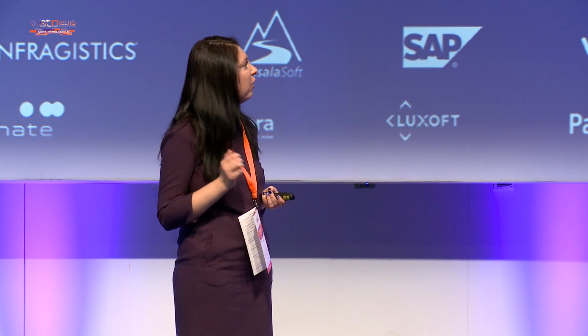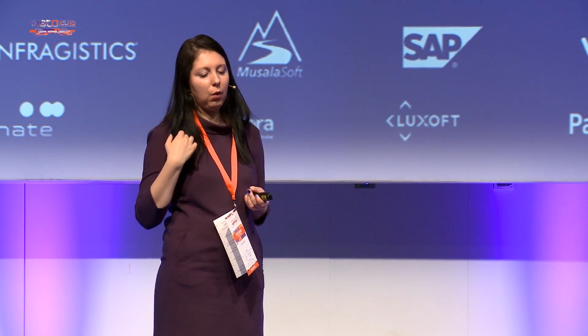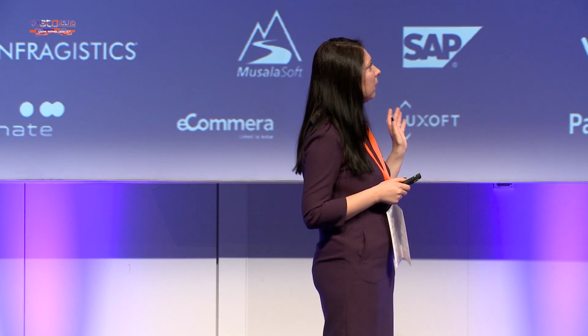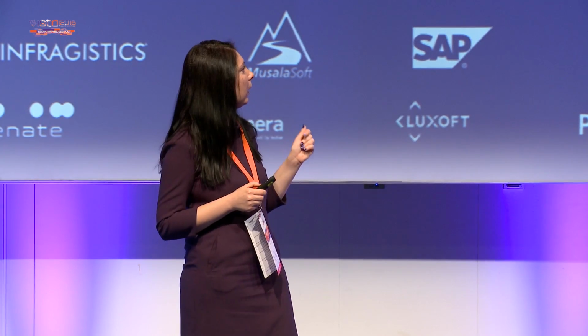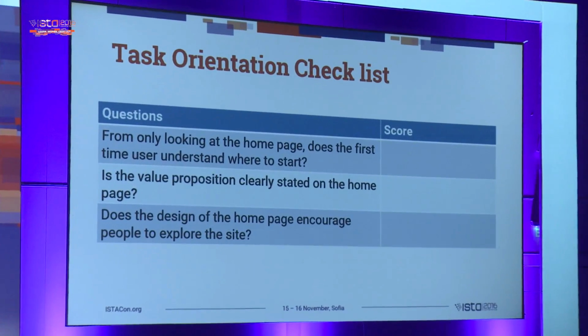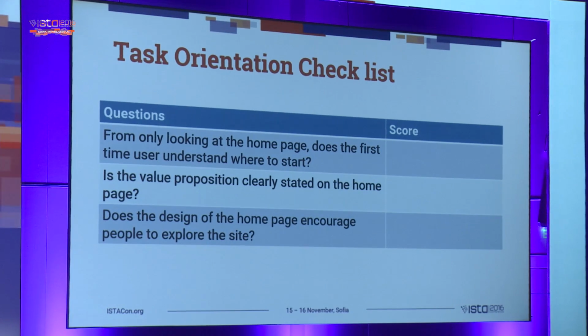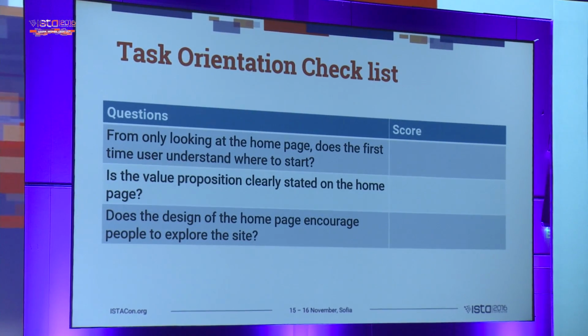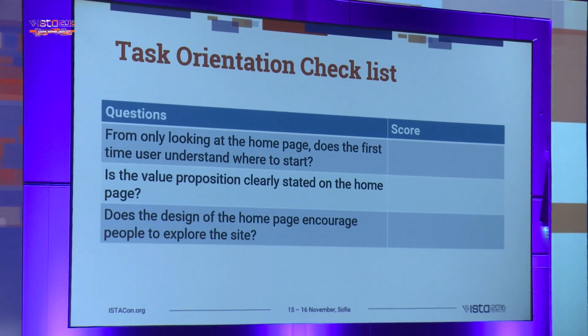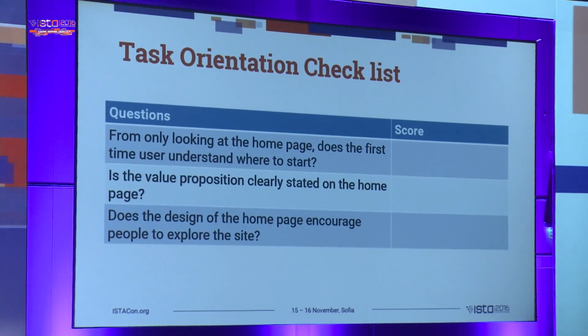Over here, once again, we can use a checklist with specific questions. For example, for task orientation, what can we ask? From only looking at the home page, does the first-time user understand where to start, or is he confused? Is the value proposition of the page clearly stated, like, okay, I'm here, I want to unlock my car, but how do I do that? Or does the design of the home page actually encourage the user to explore the site?